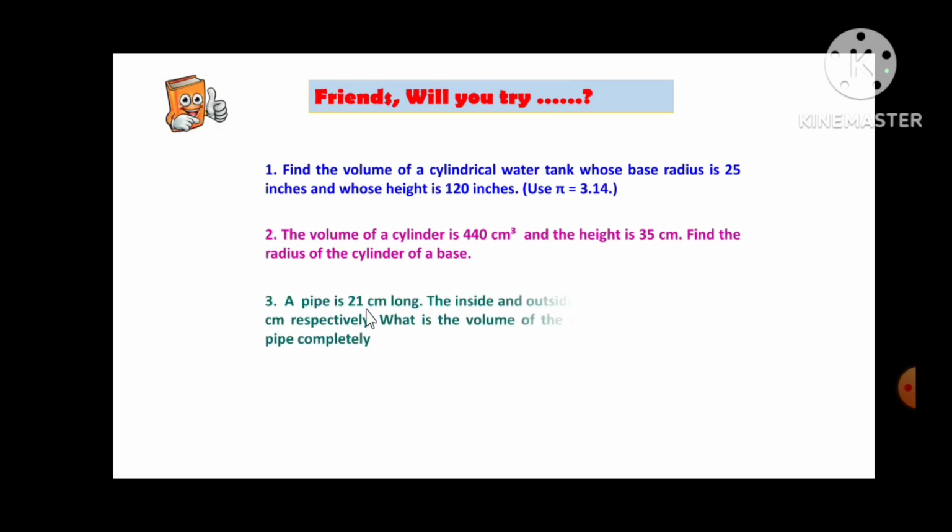A pipe is 21 centimeter long. The inside and outside radiuses are 6 centimeter and 4 centimeter respectively. What is the volume of the water required to fill the pipe completely?